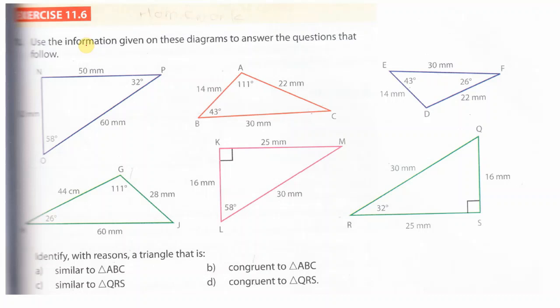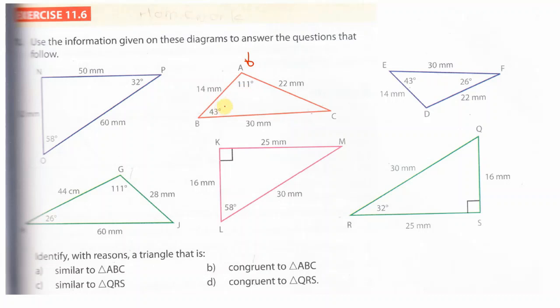So let's use exercise 11.6 to illustrate some of these concepts. So we need to use the information given on these diagrams to answer the questions that follow. So we are given various triangles. We have to firstly identify with reasons a triangle that is similar to triangle ABC. So similar meaning it needs to be a smaller or a bigger triangle with the same shape.